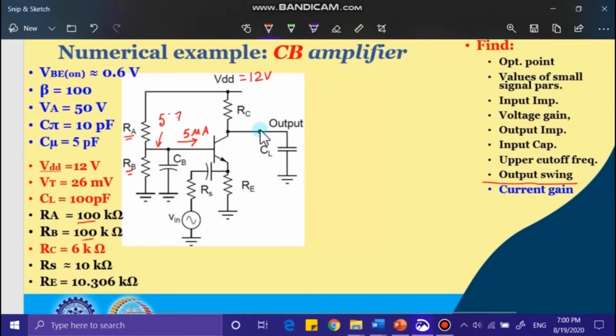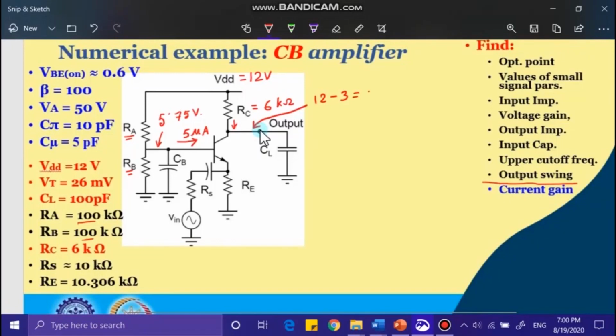On the other hand, the collector current here is 0.5 milliampere. The drop across this RC, whose value is 6K, is 3 volt. So, that gives us the DC voltage at the output node, which is 12 minus 3 volt. So, that is 9 volt. So, we have the DC voltage here as 9 volt, and at the base we have 5.75.